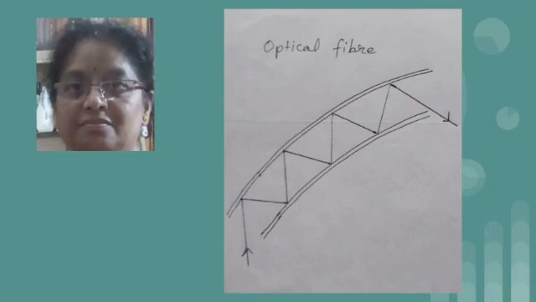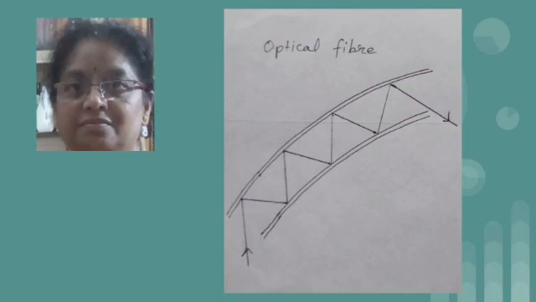Optical fibers are in the form of flexible cable, and the bundle of optical fiber is called light pipe. The light ray incident on one end of the optical fiber at small angle undergoes a series of total internal reflection as the angle of incidence each time is greater than the critical angle. Hence, the light travels to the other end of the optical fiber cable without any substantial loss of intensity.